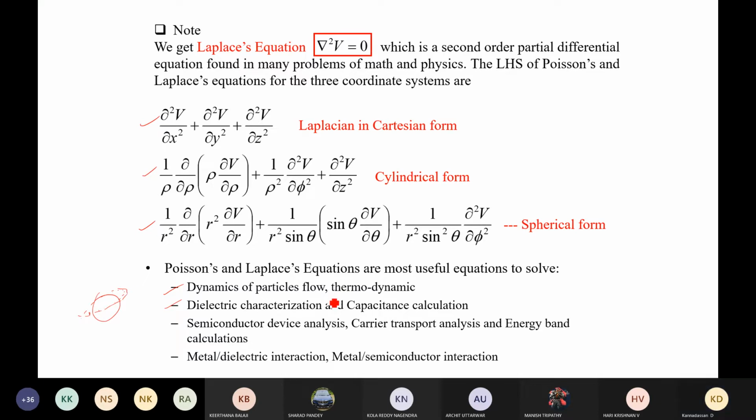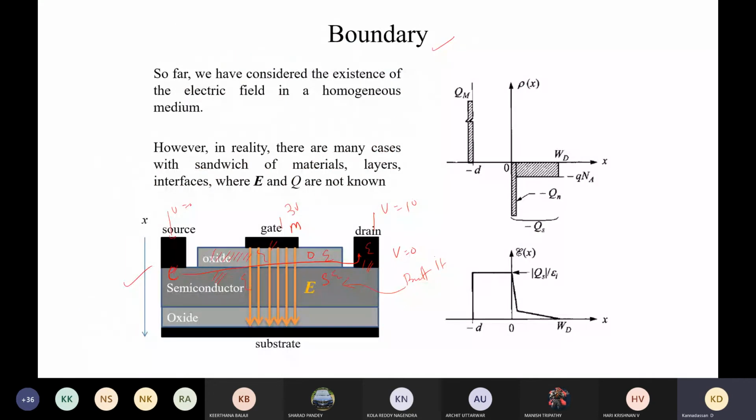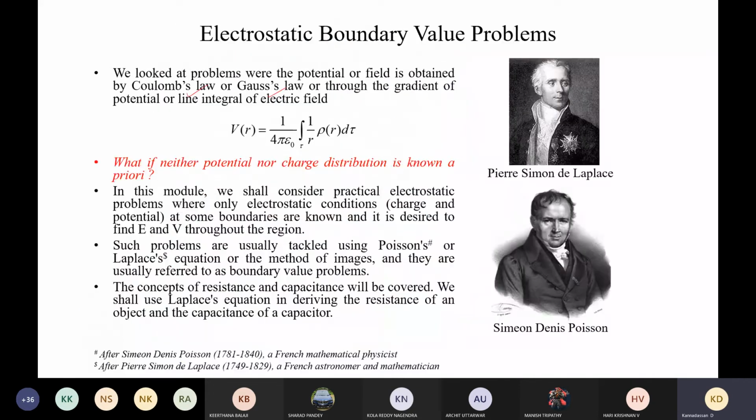And even in semiconductor device physics, you will first study the Poisson and Laplace equations, then the continuity equation will come. By solving them, what we call simultaneous solutions, we will get the current, and we can see how the current is flowing inside the device. So that will be a very, very interesting theory.